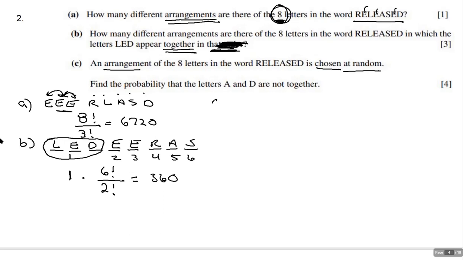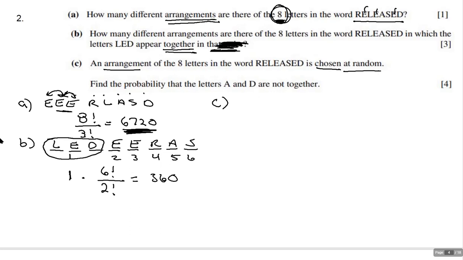So the first thing we should do is figure out, and we already figured out, how many ways the letters can be arranged in total. How many ways can the letters be arranged in total? 6,720. So that's what I'm gonna divide by, because that's the total number of arrangements. So what we got to do now is figure out these arrangements where A and D are not together.